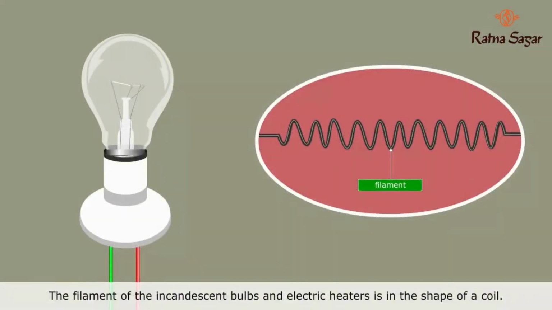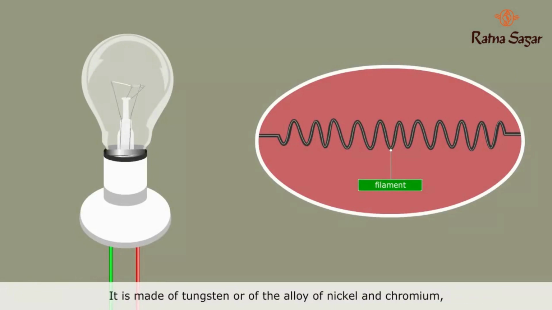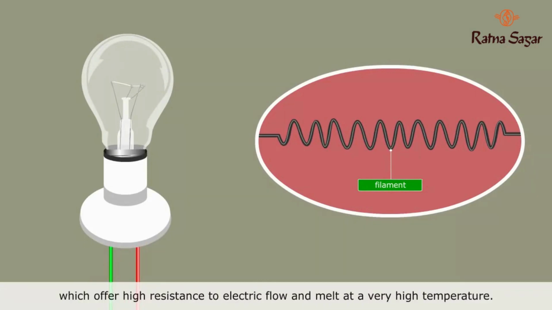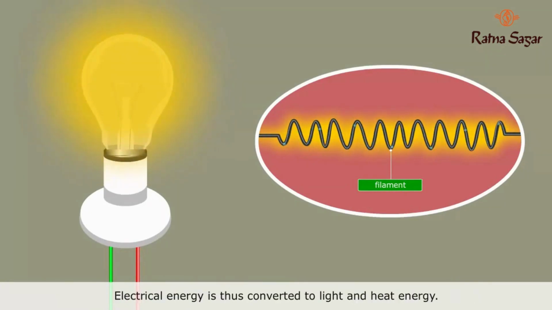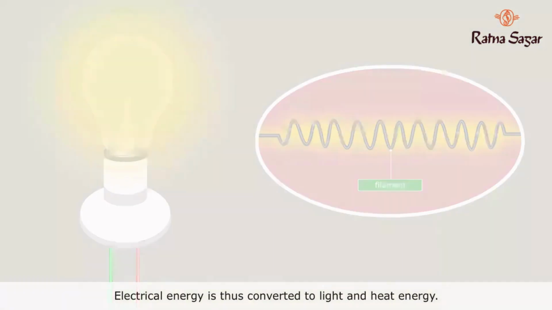The filament of the incandescent bulbs and electric heaters is in the shape of a coil. It is made of tungsten or of the alloy nickel and chromium, which offer high resistance to electric flow and melt at a very high temperature. Thus, the filament becomes red hot and starts to glow, producing heat and light. Electrical energy is thus converted to light and heat energy.